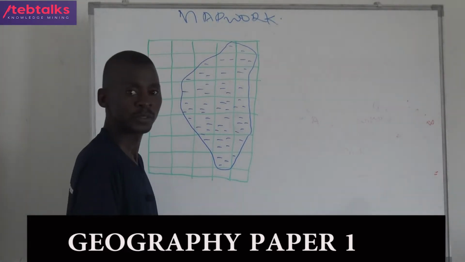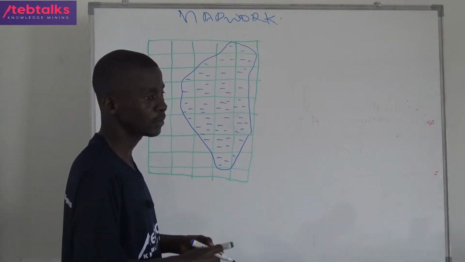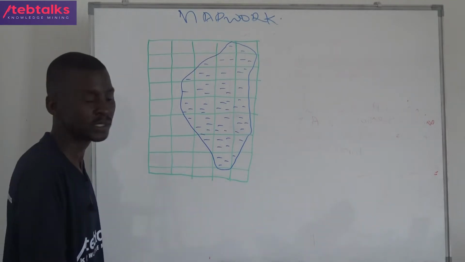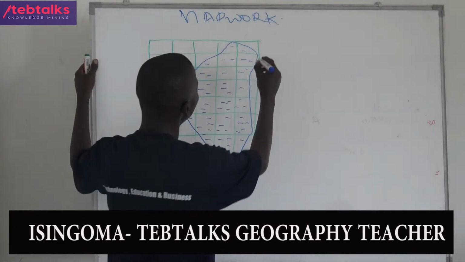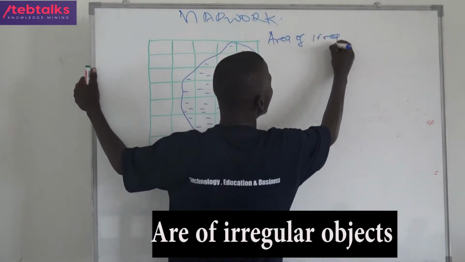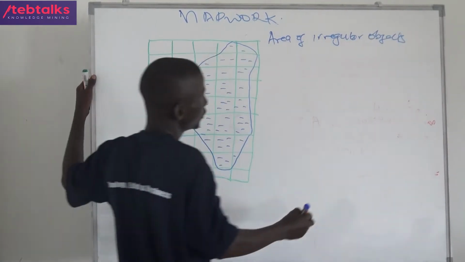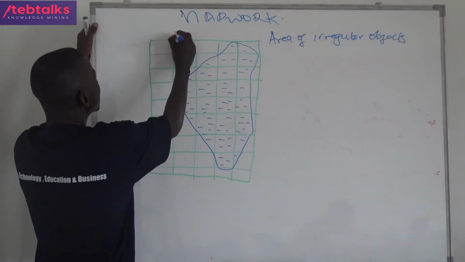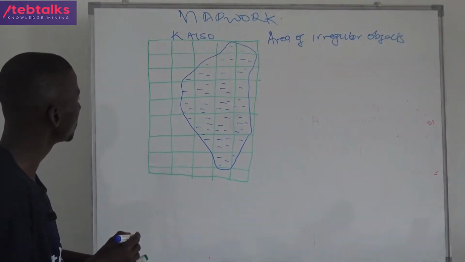So we are continuing with the map work. Last time we looked at bearing and direction, but today we are going to look at something new. What we are going to look at first is how to calculate the area of irregular objects. Still our map is a map of Kaiso.